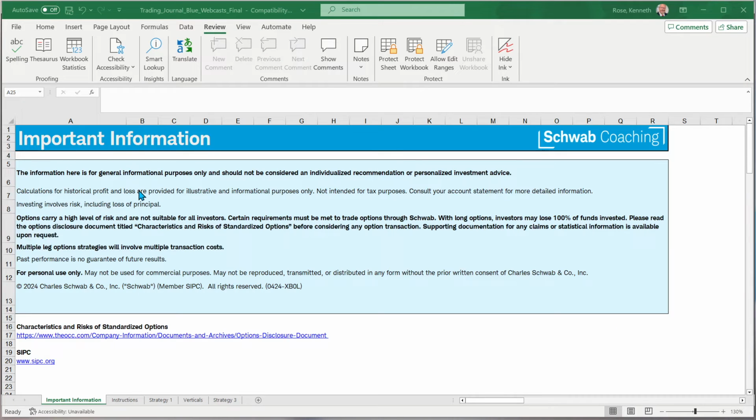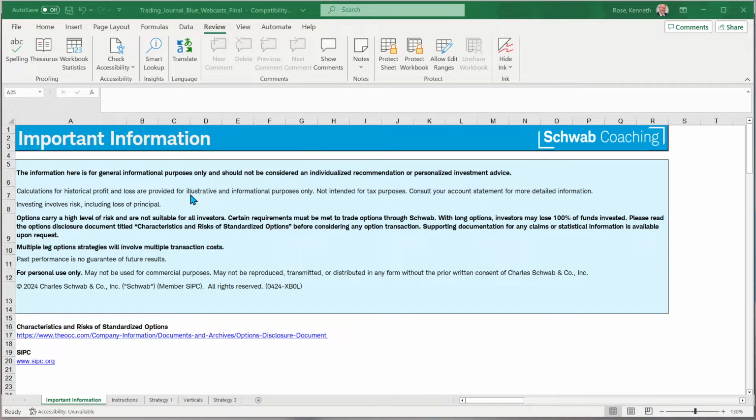Just keep in mind, investors, that the information here is for general informational purposes only and should not be considered an individualized recommendation or personal advice. Calculations for historical profit and loss are provided for illustrative informational purposes only. Do remember that investing involves risk, including the loss of principal. Options carry a high level of risk and are not suitable for all investors. Multi-leg options strategies will involve multiple transaction costs. Past performance is no guarantee of future results. And this trading journal is for personal use only.